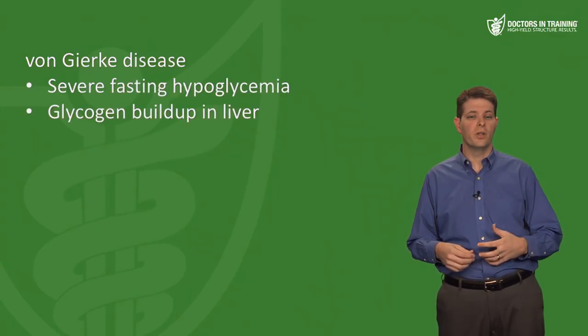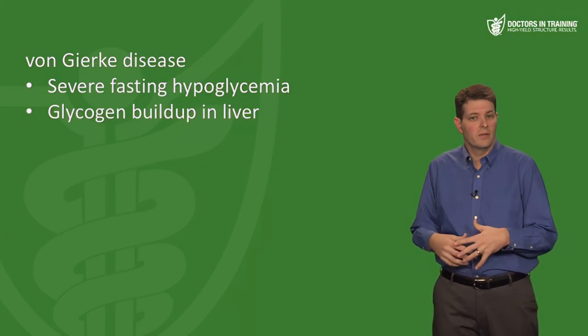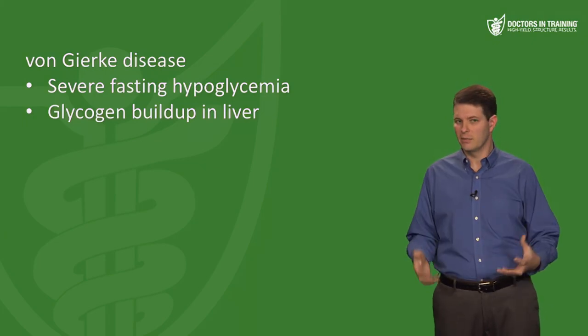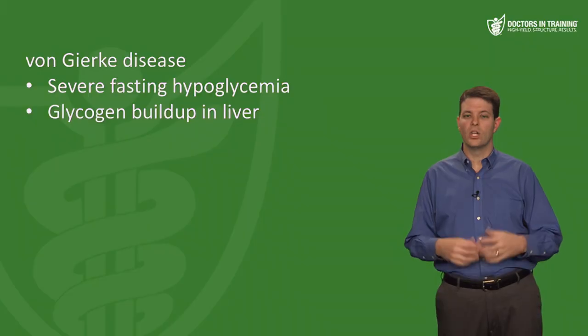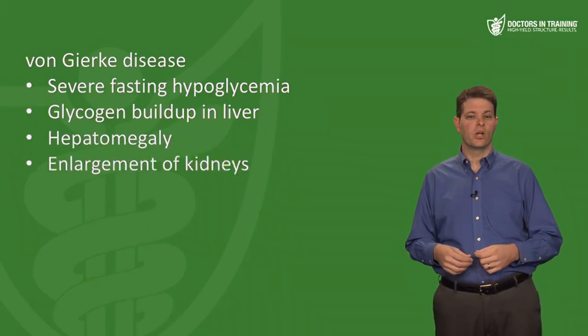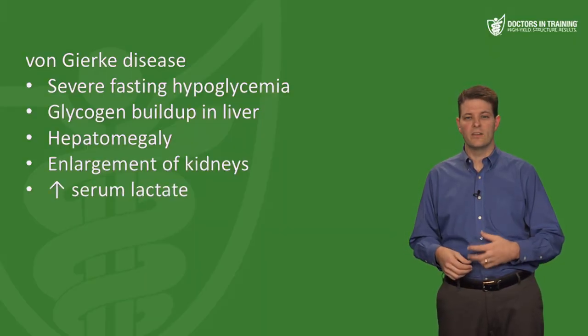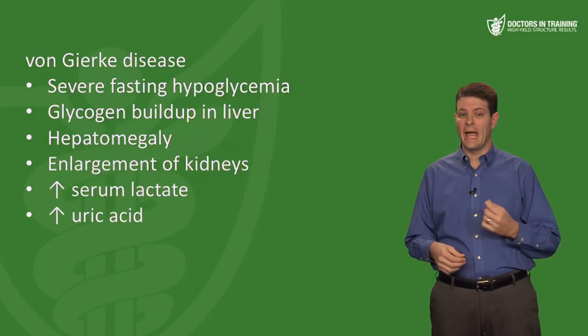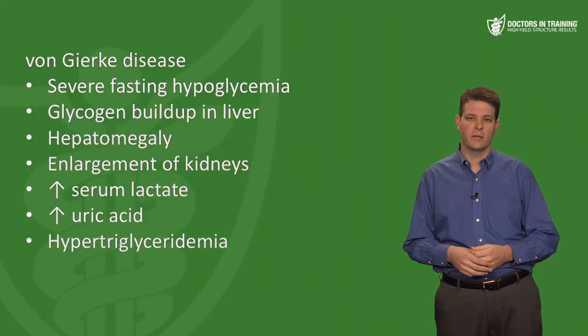These patients also have buildup of glycogen in the liver, because again, the liver can make glycogen, it just can't completely break it down. So this causes enlargement of the hepatocytes and hepatomegaly. These patients also get enlargement of the kidneys, they get elevated serum lactate, they get elevated uric acid, and hypertriglyceridemia.